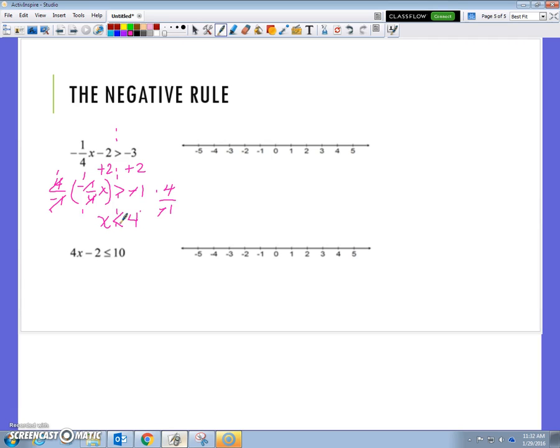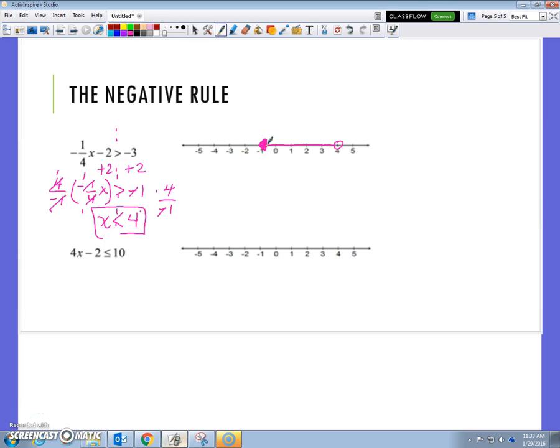Instead of being a greater than like we started at the beginning, now my solution says less than. So I'm going to put my open dot on 4, and I'm looking for all the values less than 4. Those are to the left. And I need to make sure to put my arrow on here because they keep going forever. There's infinitely many numbers smaller than 4.